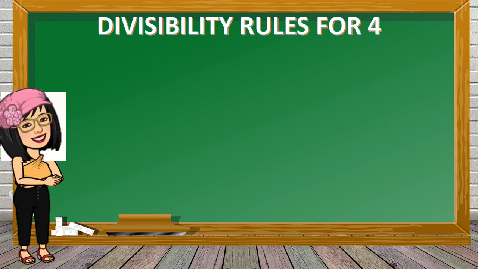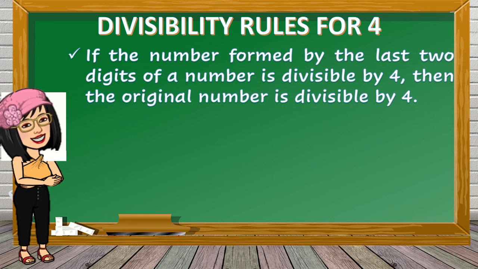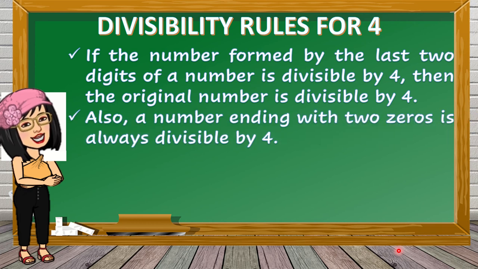First is the divisibility rule for 4. If the number formed by the last two digits of a number is divisible by 4, then the original number is divisible by 4. And also, a number ending with 2 zeros is always divisible by 4.